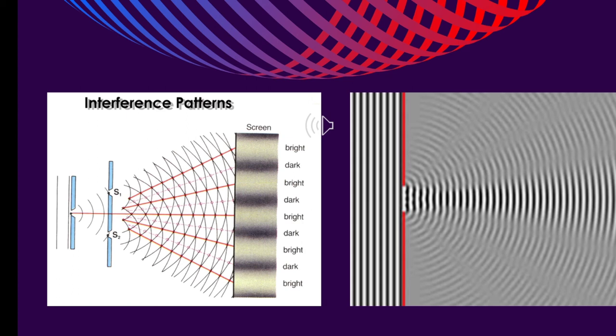As you can see, these are the diagrams of interference patterns and diffraction patterns. See the interference patterns, bright band and dark band, and in diffraction we have maxima and minima. These are the diagrams of interference and diffraction.